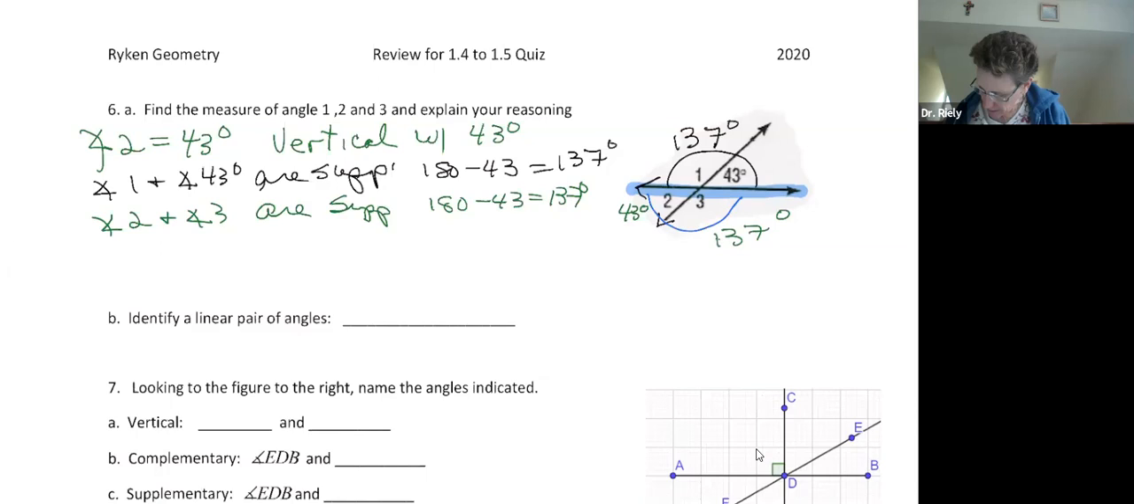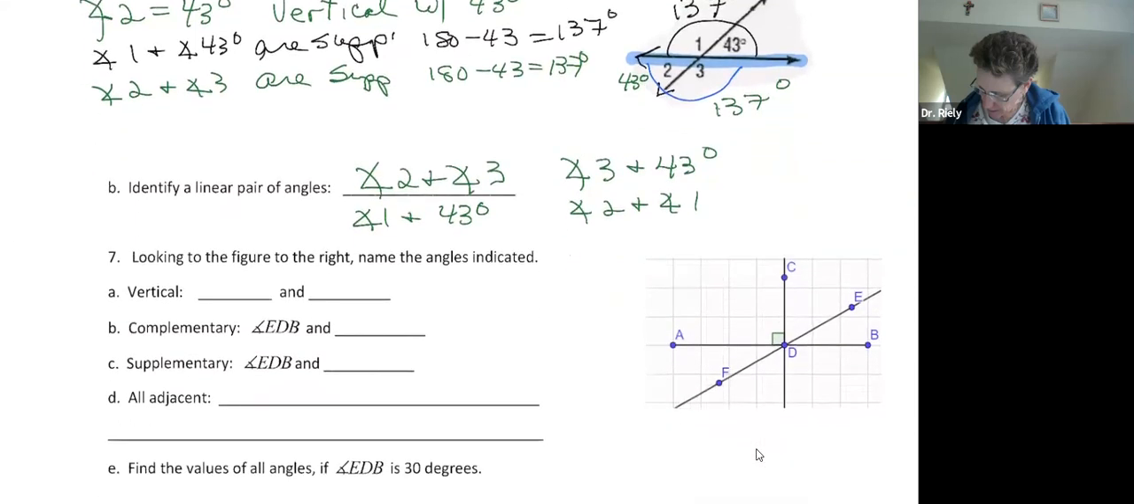So I could have gone down that road. In any event, I can get all of the angles if they give me just one angle, and I can see how the other ones are related. Then they say identify a pair of linear angles. Well, angle 2 and angle 3 are linear. They're on the same line. Angle 3 and the 43 degrees are on the same line. Angle 1 and the 43 degrees are on the same line. And angle 2 and angle 1 are on the same line. So any of those pairs would be sufficient for an answer.